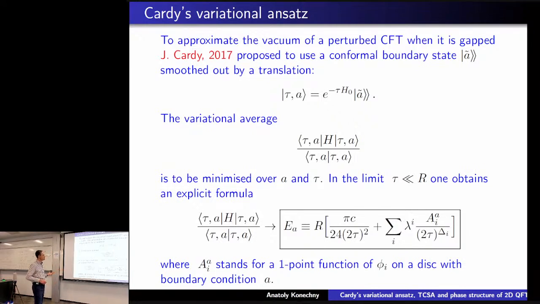Moreover, you see the exact CFT data entering here. C is the central charge, the Delta i's are the exact CFT dimensions, and the A_i coefficients are one-point functions on the disk with the chosen conformal boundary conditions. So there's an input of the exact CFT data. Sorry, what was lambda i again? The lambda i's are just coupling constants of the theory, the coefficients of the conformal perturbation by relevant operators.